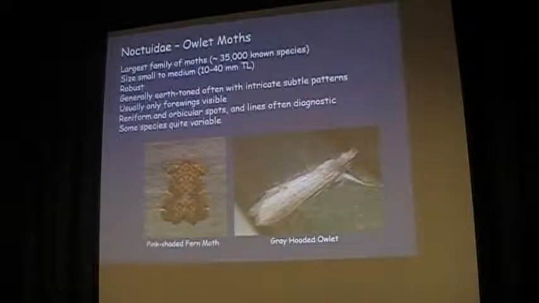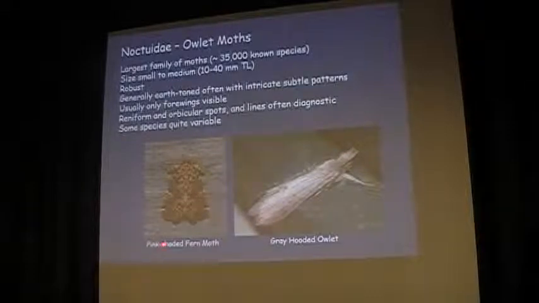Then you get the noctuids, which is a huge family. Largest family of moths, about 35,000 known species worldwide. I don't know how many in West Virginia, but probably several hundred at least. Size is small to medium. It tends to be fairly robust looking. Generally earth tone, but often with intricate and subtle patterns. Usually only the forewings are visible. The hind wings are usually unremarkable. There's really nothing, lines or patterns to them or anything. Some of the spots are diagnostic, and some species can be quite variable.